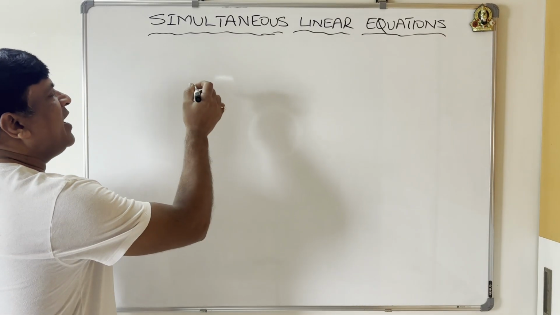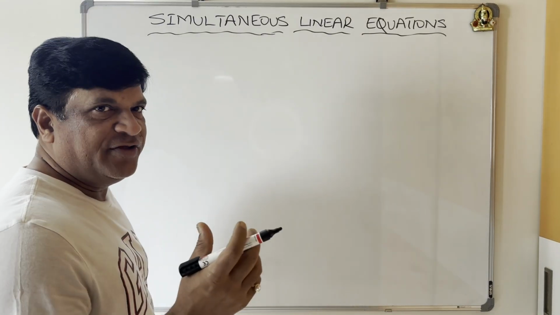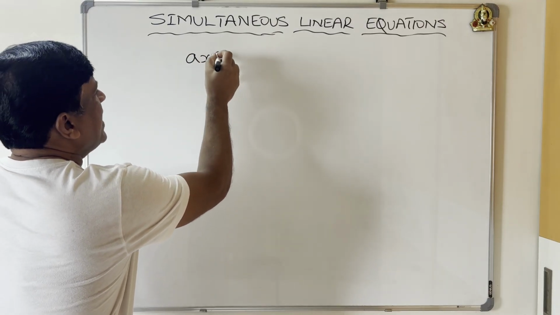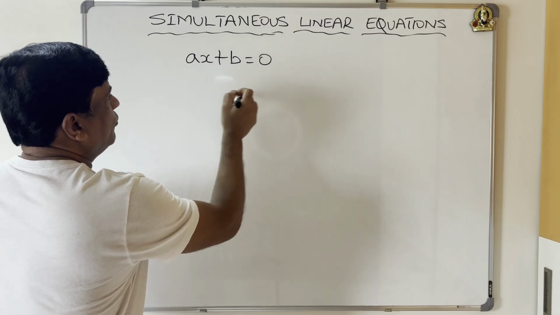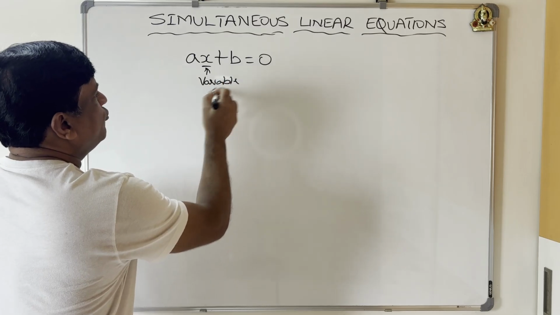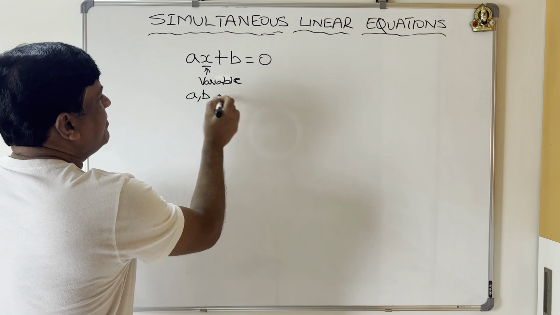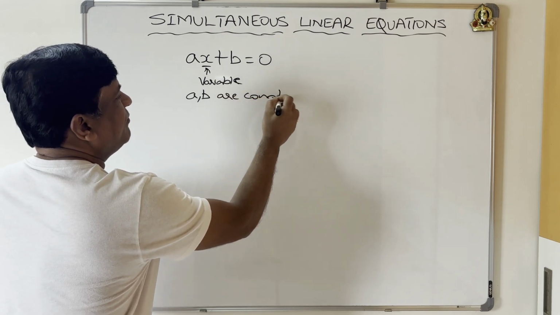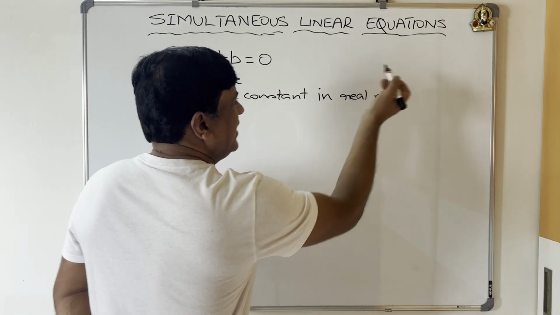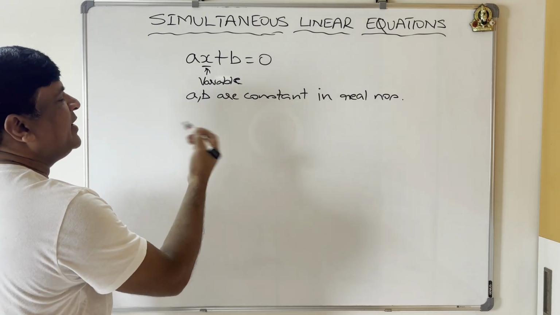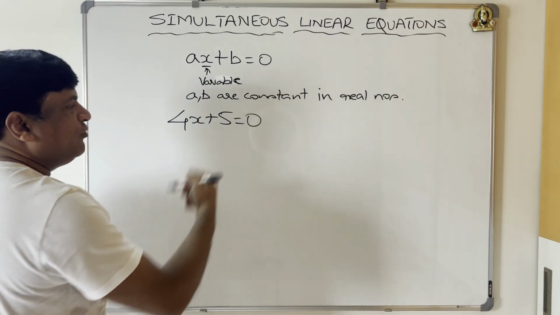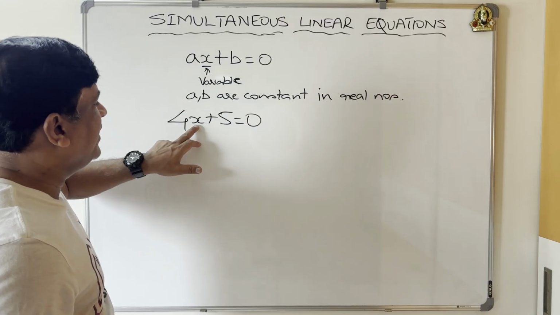Till now you may have dealt with equations which are in one variable, for example, something of this sort: ax plus b is equal to 0. x is the only variable over here. These two, a and b, are constants. Basically they can take any real number value. For example, 4x plus 5 equal to 0.